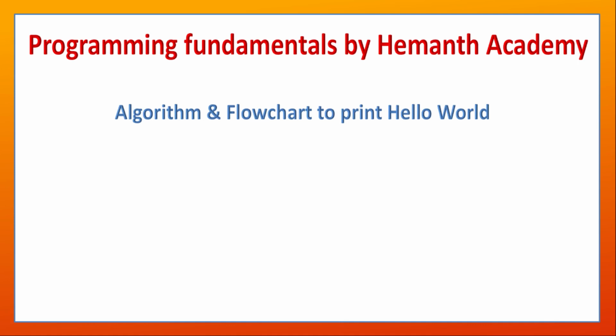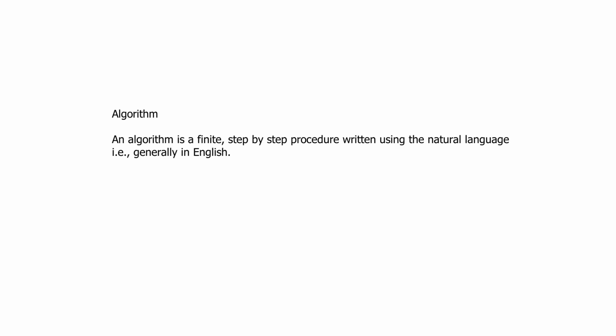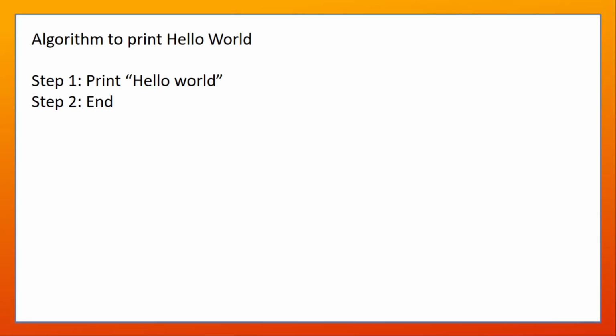In this lecture, we are going to see an algorithm and flowchart for a simple program which prints the text Hello World. An algorithm is a finite step-by-step procedure written using the natural language, generally in English. This algorithm describes the steps involved for printing the text Hello World. In step 1, write print Hello World. Step 2, end.